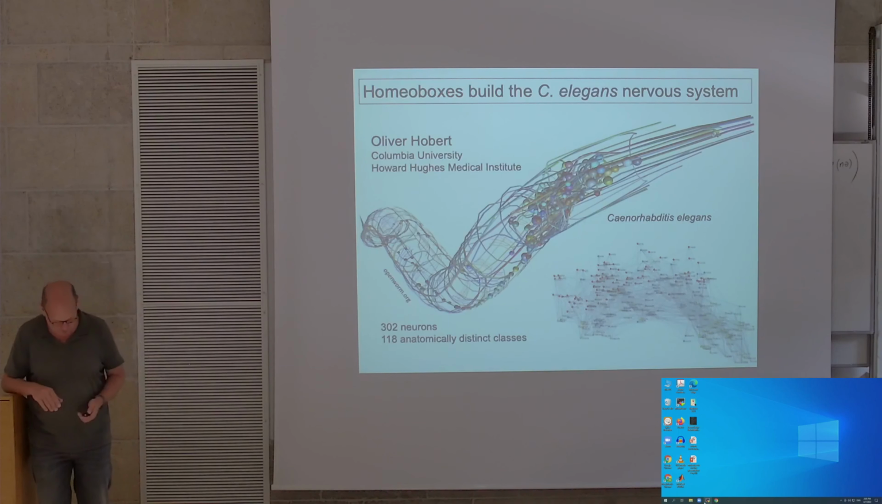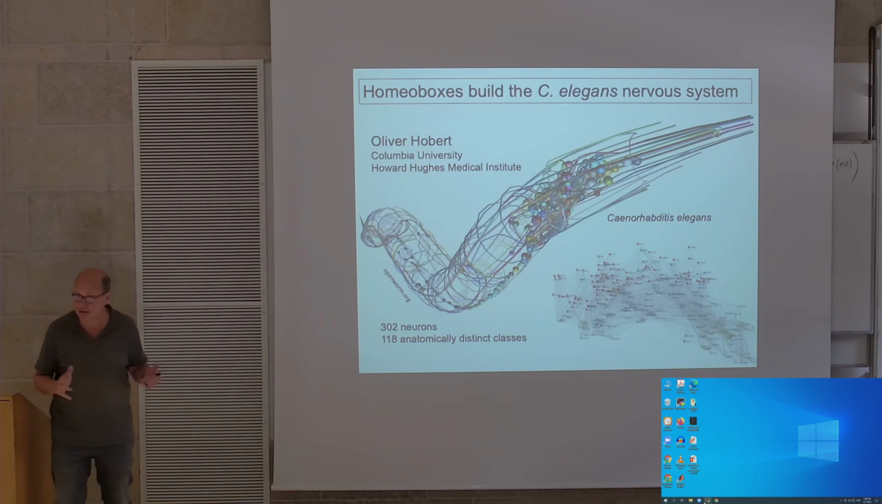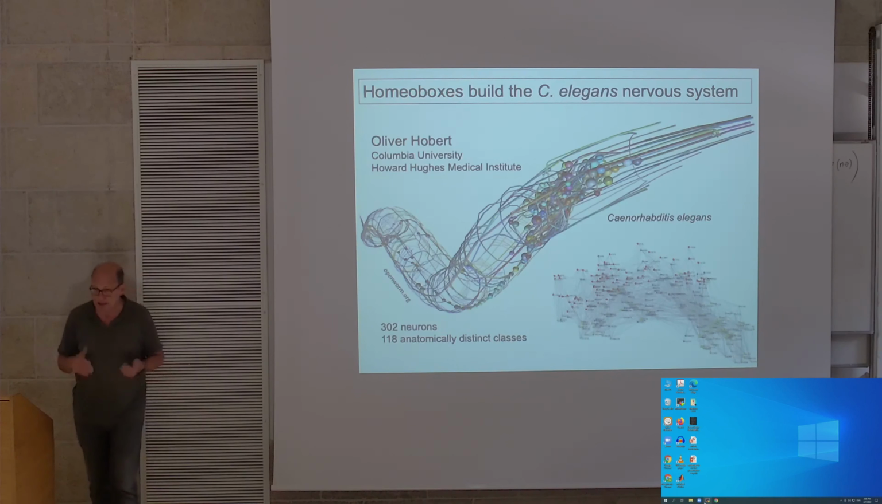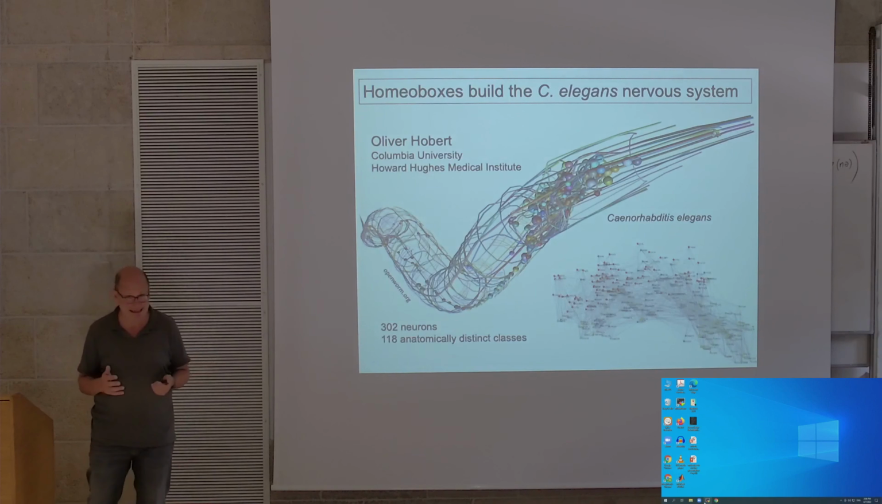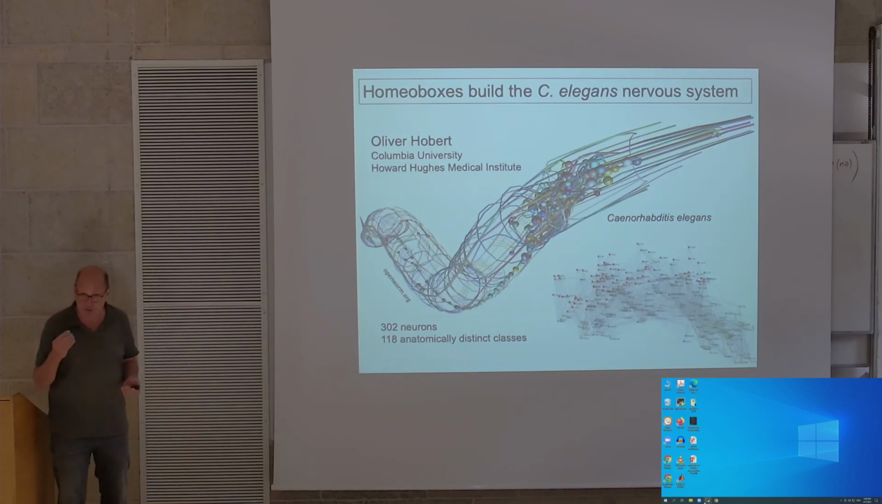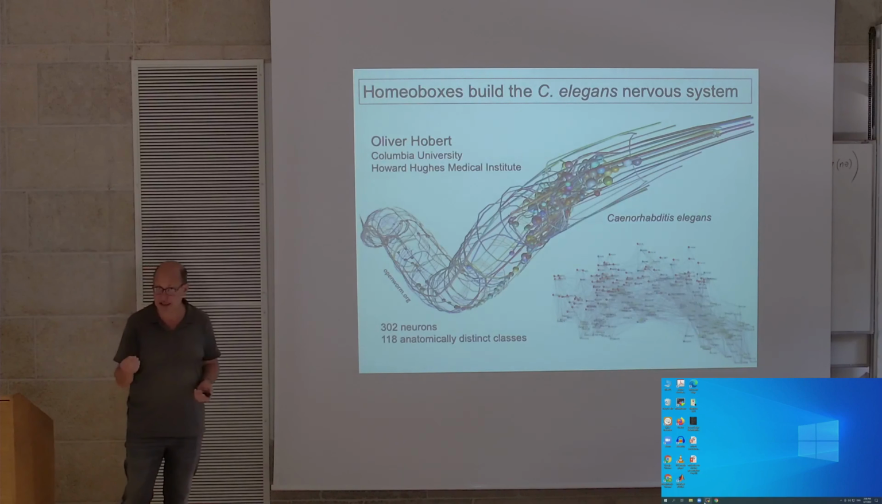You heard about C. elegans, of course, and I want to tell you more about the C. elegans nervous system today. And I want to tell you about how we approach the problem of how an organism generates the extent and the amount of cellular diversity that characterizes any brain, including that of C. elegans. So C. elegans has 302 neurons that fall into 118 different classes. And what my lab is trying to understand is how these 118 different classes are generated.